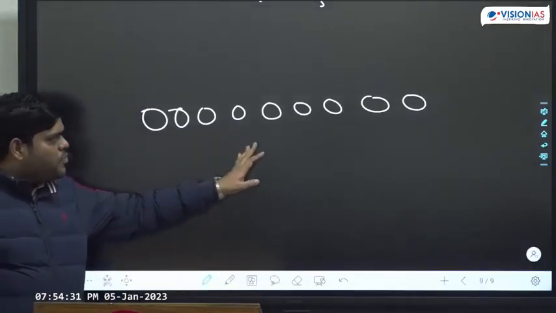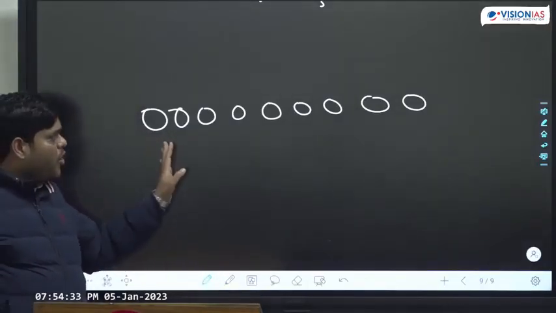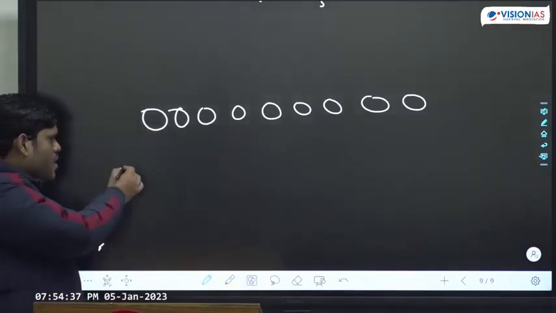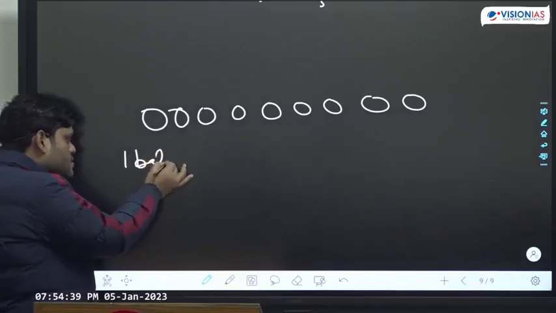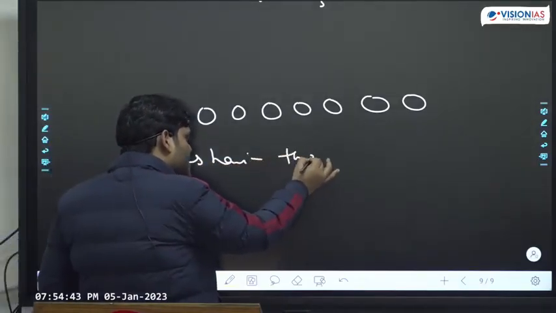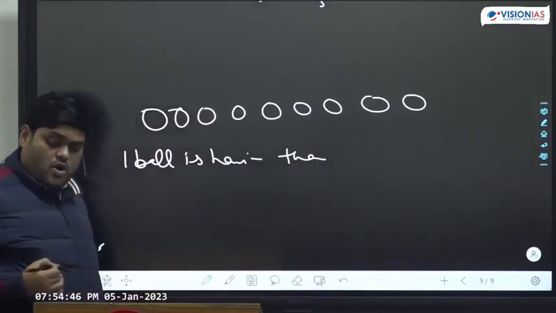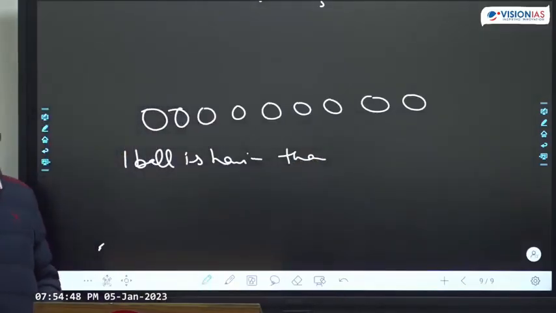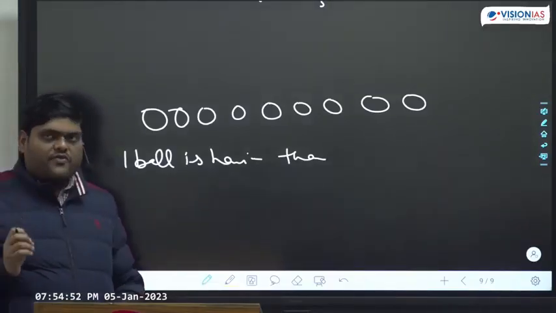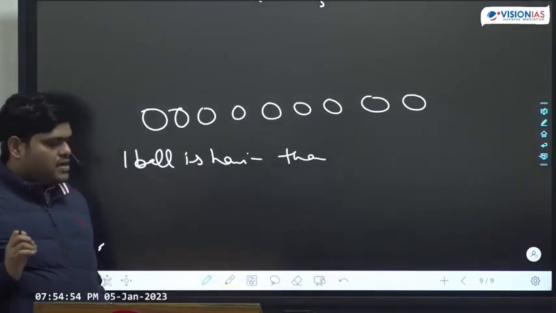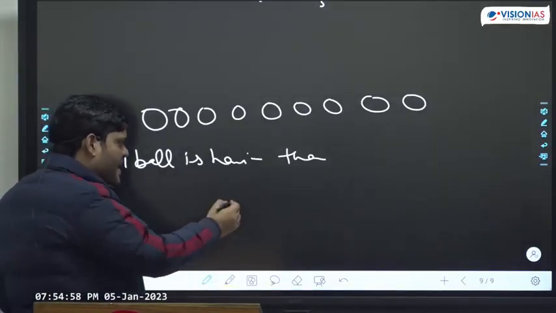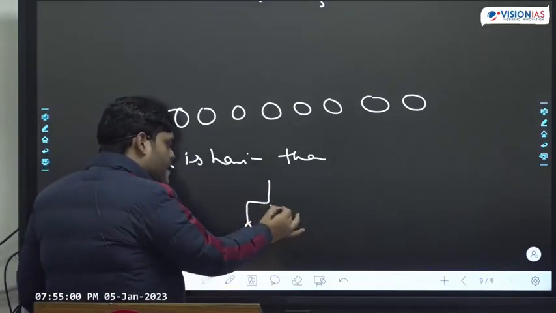So we have 9 balls. One ball is heavier than the other 8 balls. It is given to us that one ball is heavier than the other 8 balls. Now, a person has a weighing machine. The old weighing machine he has.